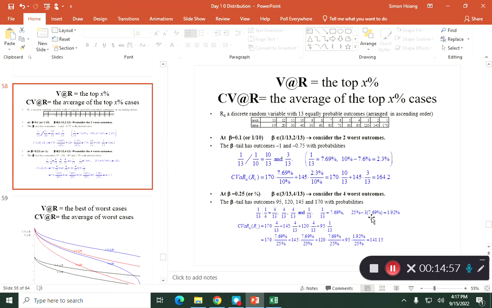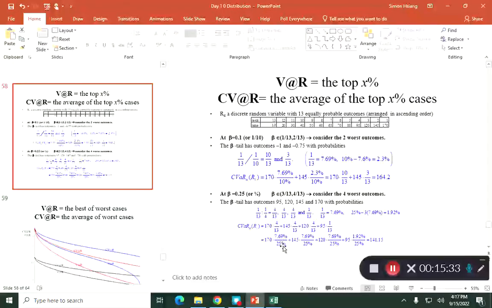After 3 of 7.69, I still have 1.92 left. So look at the denominator here. Remember, this time we set up at a 25%. So 25% uses up one 7.69, 25% uses up the second 7.69, 25% uses up the third 7.69. And then finally, I still have 1.92 of that 25% needed to cover that total region.